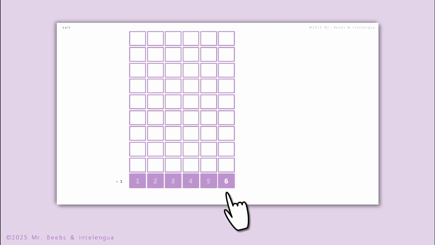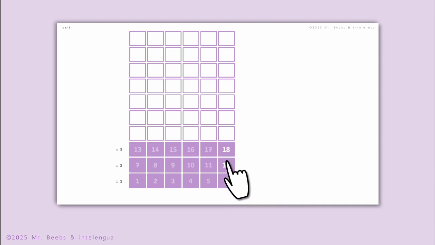Stack your rows, skip counting as you go. To add a row, click right above the current total. Now we have 2 rows of 6, and the new total is 12. 6 plus 6 is 12. Let's add 6 more. 12 plus 6 is 18.